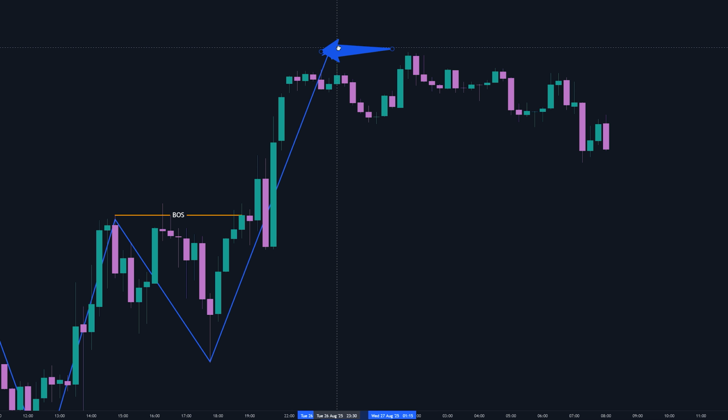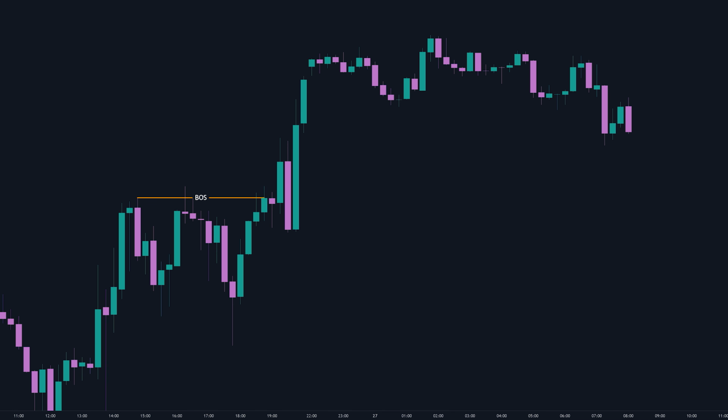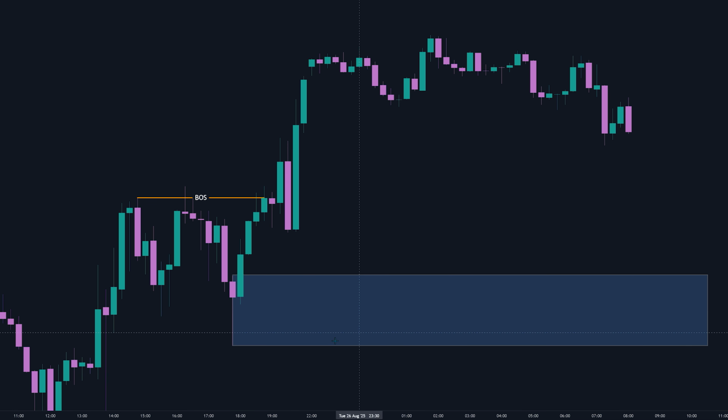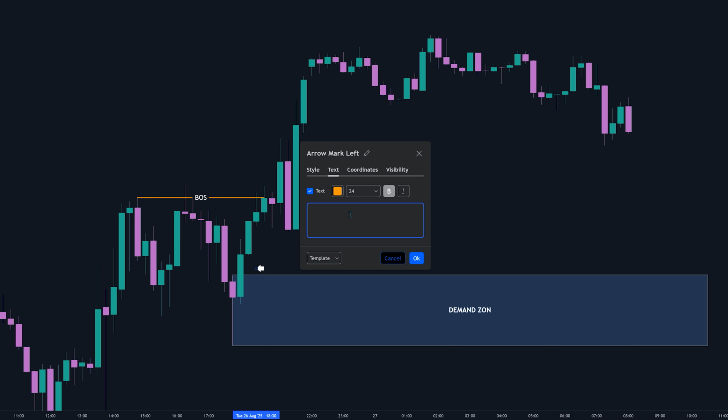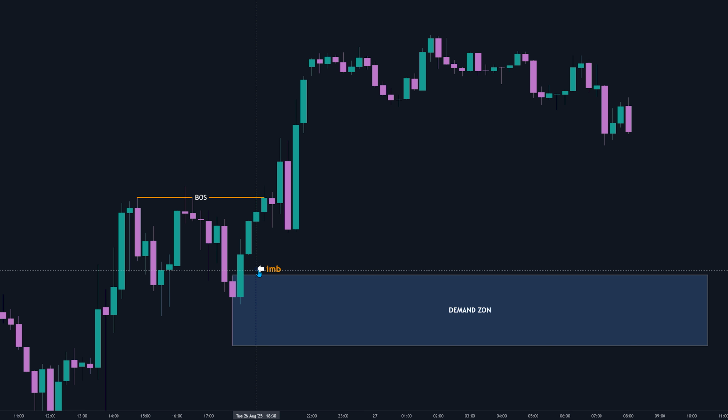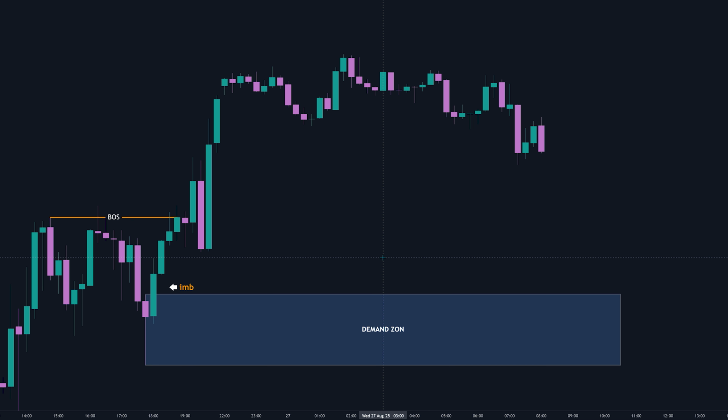Within that impulse, our job is to identify the demand zone, the area where buyers stepped in strongly. And guess what? This is the demand zone. Plus, if you look closely, you'll see there's also an imbalance here, which makes this zone even more important. So, by reading the structure, spotting the impulsive move and marking the demand zone, we've set the foundation for planning a strong buy trade.